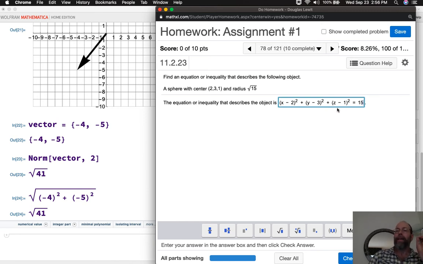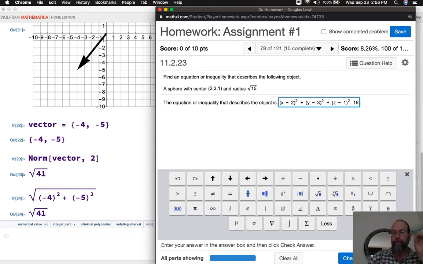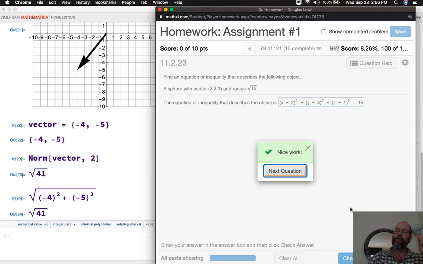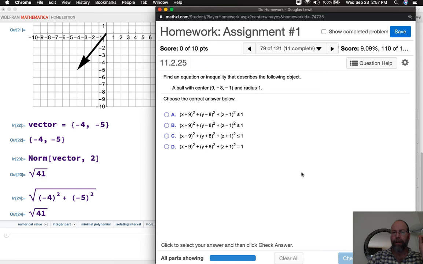Now the problem is, if this is a solid sphere, if it's a ball, then this would actually be less than or equal to 15. If it's just the surface of the sphere, then it will be equal to 15. I think they only want the surface of the sphere and not all the points inside the sphere. Okay, they just want the surface. However, I'm really looking for a different type of question. Oh, I see. This is the ball where they want the points inside the sphere.